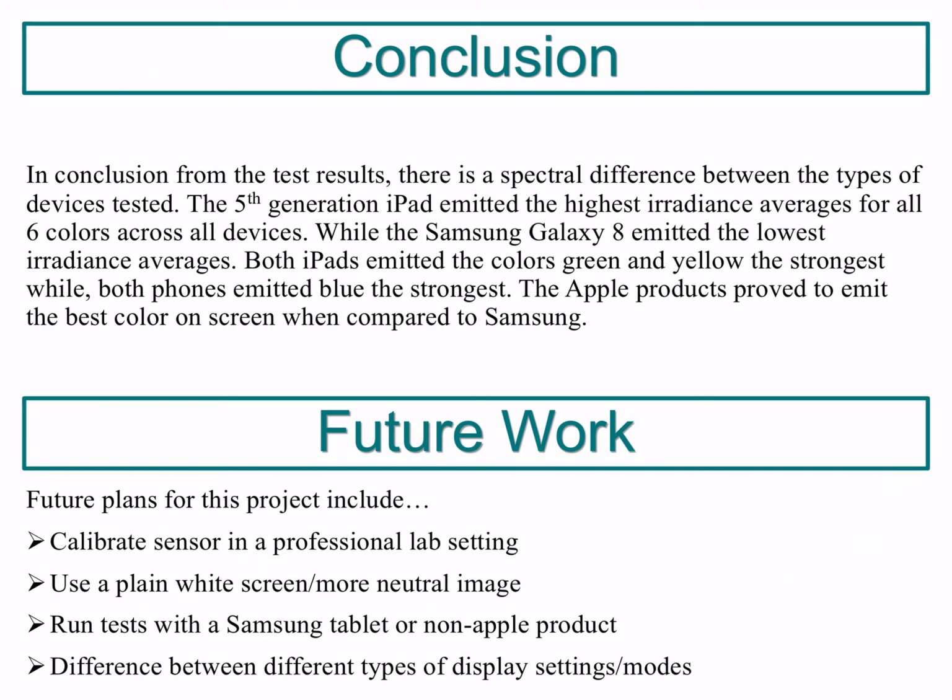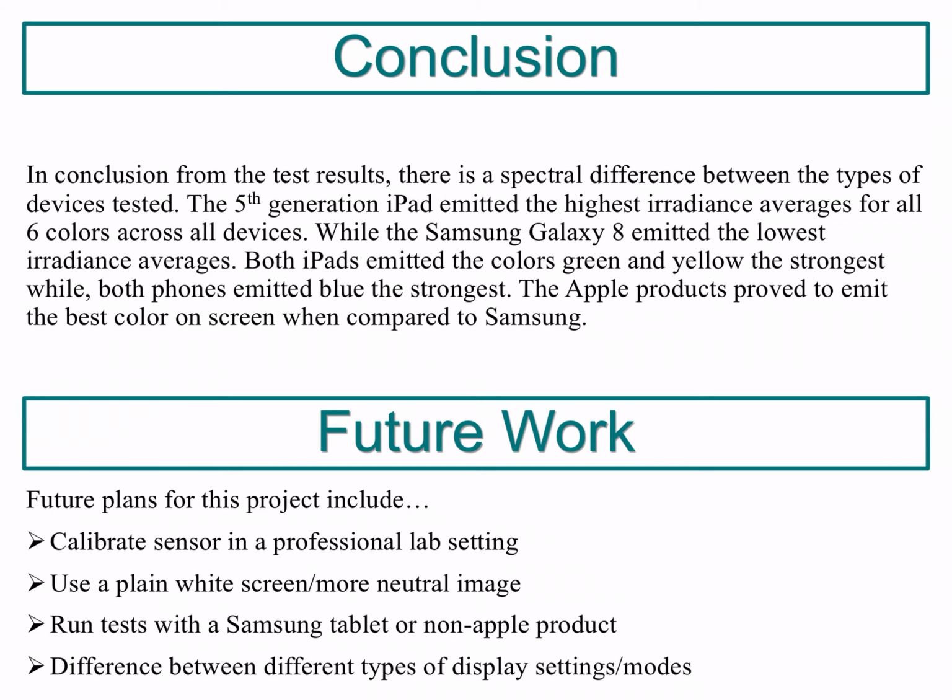In conclusion from the test results, there is a spectral difference between the types of devices tested. The 5th generation iPad emitted the highest irradiance averages for all 6 colors across all devices, while the Samsung Galaxy 8 emitted the lowest irradiance averages. Both iPads emitted the colors green and yellow the strongest, while both phones emitted blue the strongest. The Apple products proved to emit the best color on screen while compared to the Samsung.